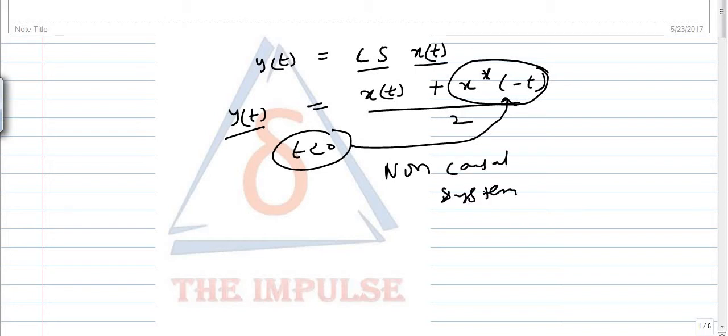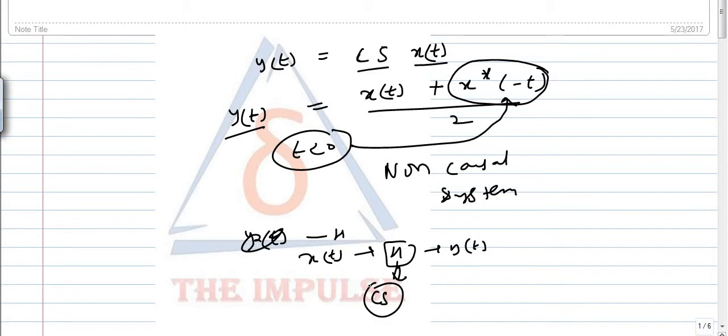What is the system? If input x(t) is given to the system h and we are getting this output, what it does is give the conjugate symmetric part of this input. So this system h is non-causal.